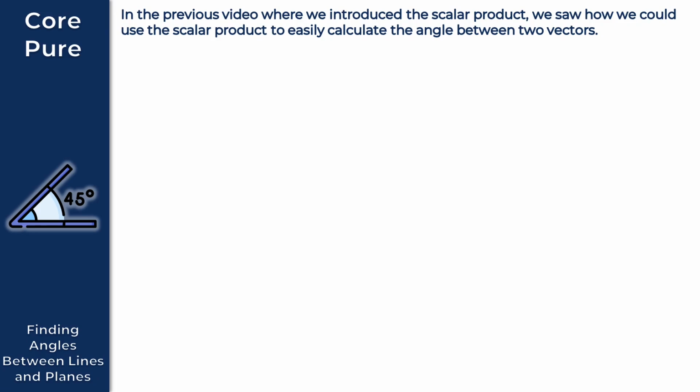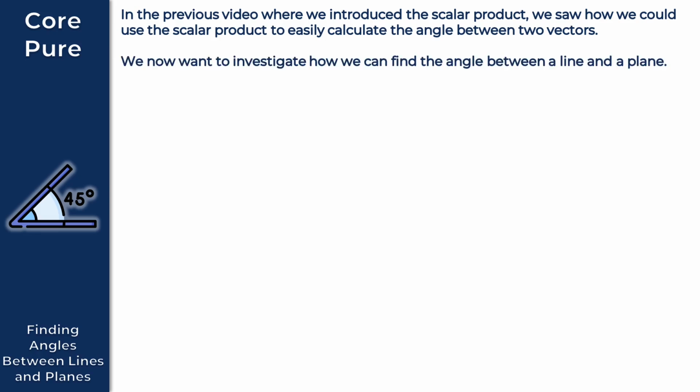In this video, we're going to take a look at finding angles between lines and planes. In the previous video where we introduced the scalar product, we saw how we could use the scalar product to easily calculate the angle between two vectors. So now for this video, we want to investigate how we can find the angle between a line and a plane.